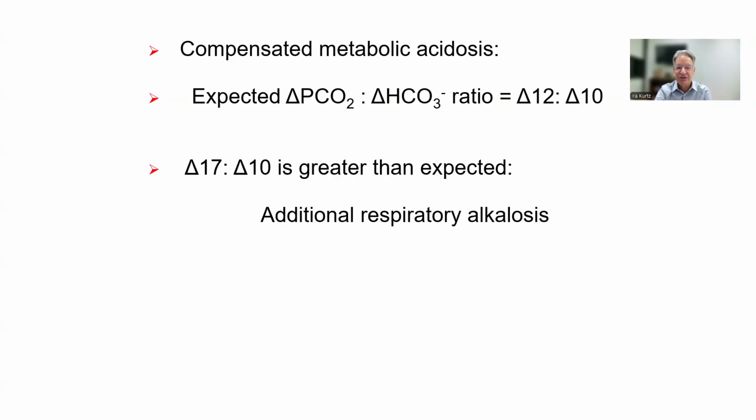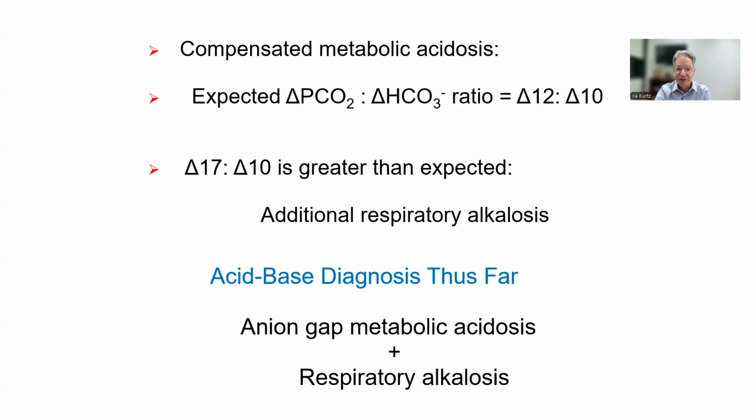And since the PCO2 has fallen greater than we would expect from an appropriate or predicted compensation, the patient must also have a respiratory alkalosis. In other words, the PCO2 fell further than we would expect. So far, we have a diagnosis of an anion gap metabolic acidosis. We have an elevation of the anion gap with a fall in bicarbonate, and the PCO2 has fallen more than we would expect. So the patient also has a respiratory alkalosis.